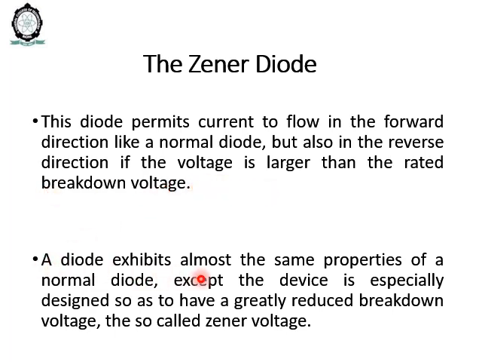The Zener diode exhibits almost the same properties as the normal diode, except that the device is specially designed so as to have a greatly reduced breakdown voltage, the so-called Zener voltage. So these are some things related to the Zener diode. The voltage at which a large amount of current is produced in reverse biasing is known as the Zener voltage or breakdown voltage.